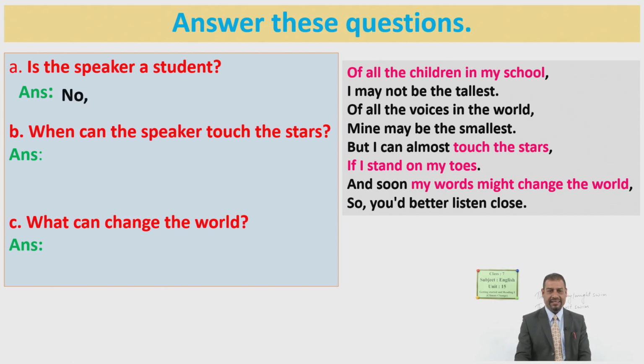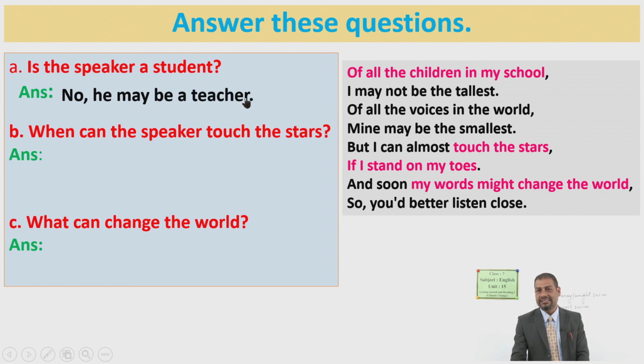Okay, see, I guess no, he may be a teacher. For example, all of the children in my school, I may not be the tallest. For example, if you guess this speaker is a student, you can write down, yes, he must be a student. You can write down. Okay, no problem. This is, you have to make your guess.